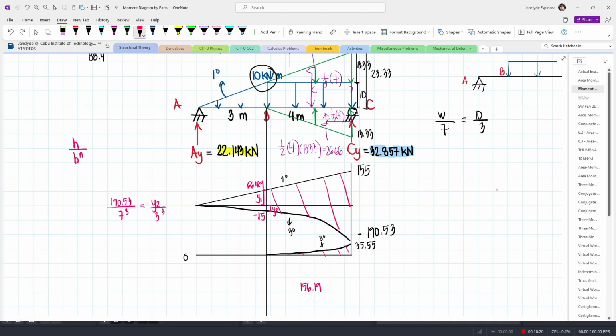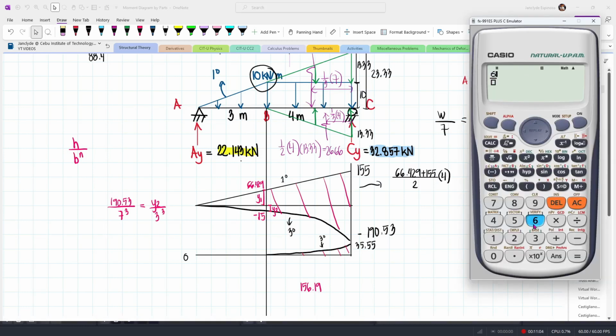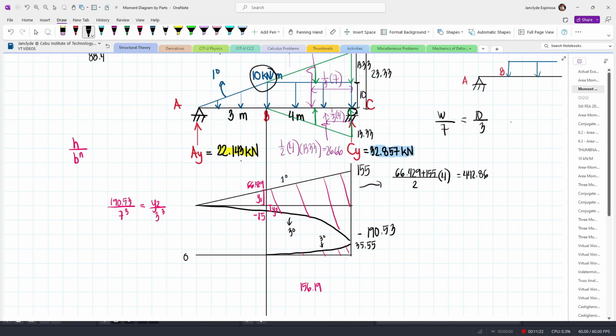If you are going to solve this area, let's use the formula for trapezoidal shapes, which is (a plus b) divided by 2 times d. We have 66.429 plus 155, divided by 2, and we multiply this by 4 meters. And so this is 442.86. And then for the bottom one, for this area, we need the area of the whole spandrel minus this smaller one, the same as earlier.